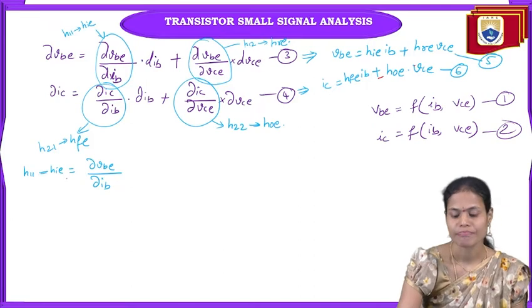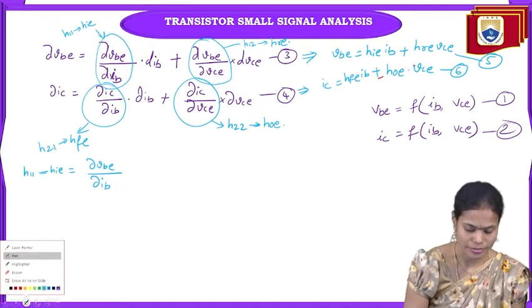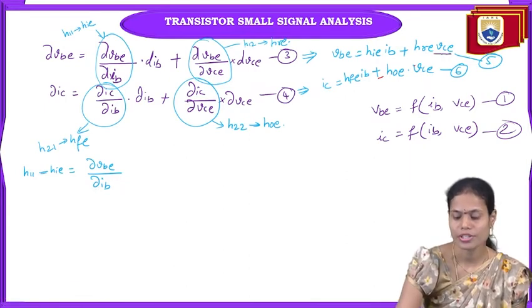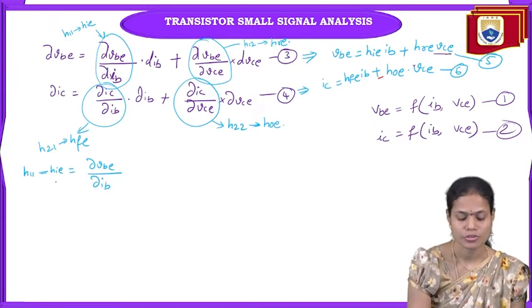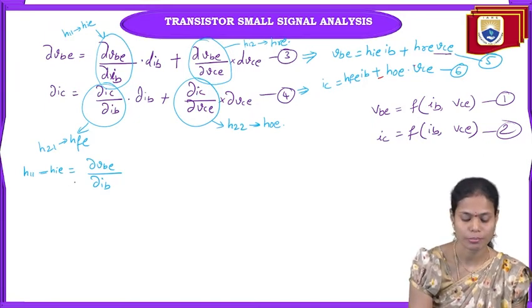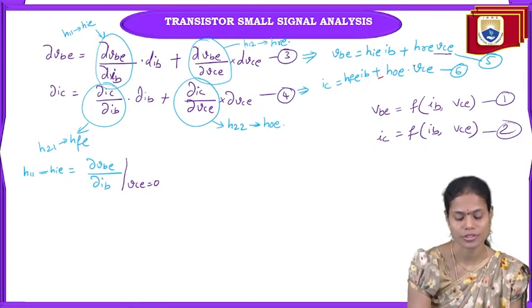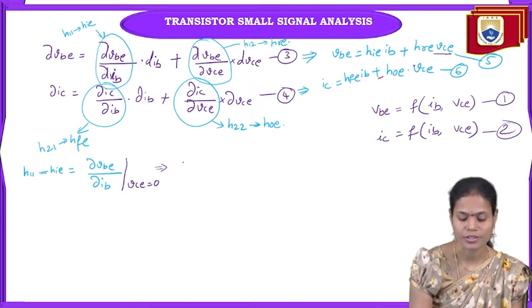For the first H parameter, HIE, from the fifth equation, to find this particular parameter, VCE should be short circuited. Once VCE is short circuited, HIE equals partial VBE by partial IB when VCE is equal to 0. These two parameters are related to the input port parameters of the transistor, that is, input voltage and input current. That's why we call it the input impedance.